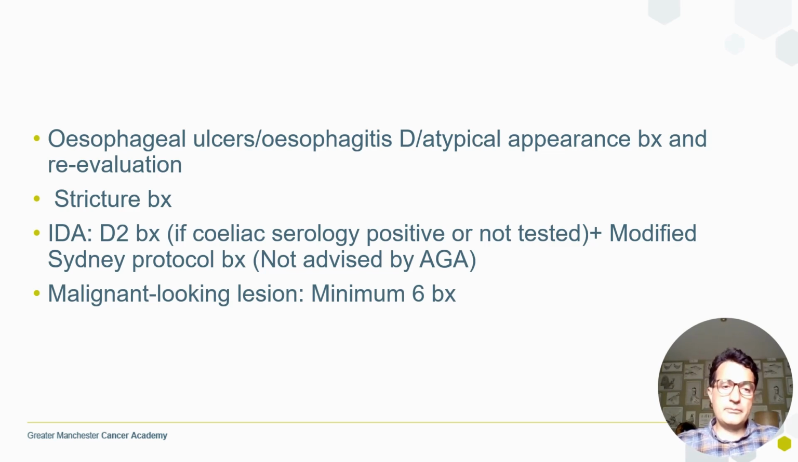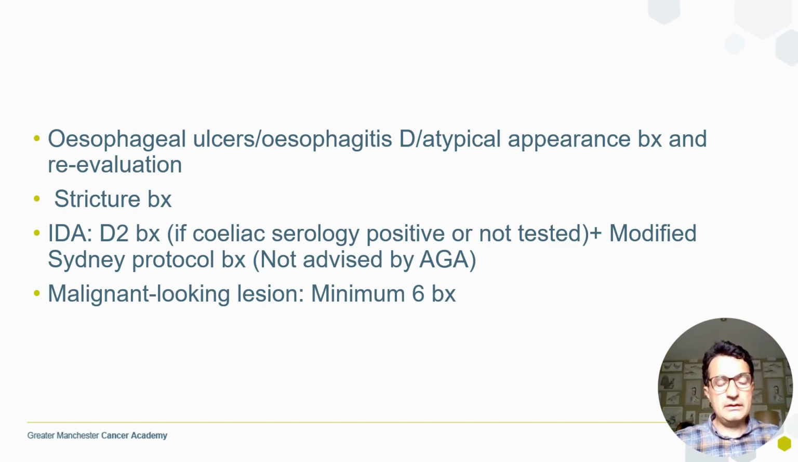For iron deficiency anemia, duodenal biopsies or D2 biopsies are necessary, especially if celiac serology is positive or not tested. According to BSG guideline, modified Sydney protocol biopsies are also required, but this is not advised by the latest AGA guideline.